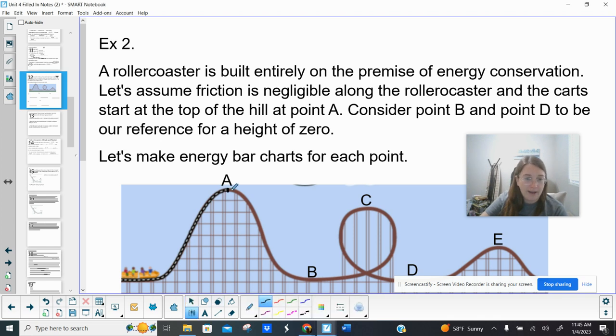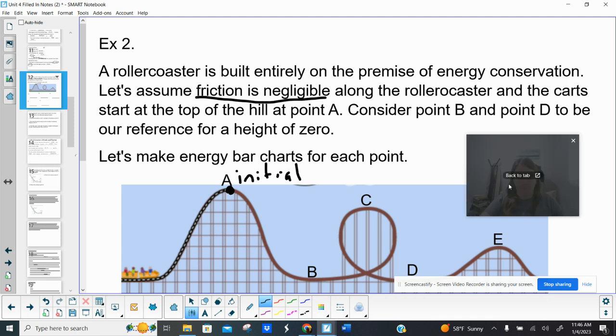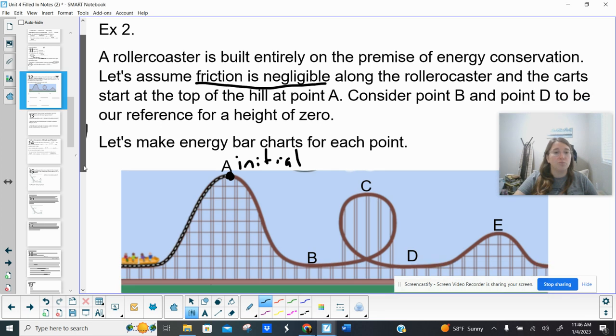So we are starting at point A. So we are calling this our initial point. You can call your initial point whatever you want. It's a choice, right? Our math just has to follow. So this is our initial point. So what that means is any energy I have at that point, that's all the energy I get to use. It can be converted back and forth, but I cannot end up with more energy than I have to start with, or less in this case because friction is negligible. Again, if friction were not negligible, you would end up with less energy because friction is going to zap some of it. So we're going to make energy bar charts for each point.